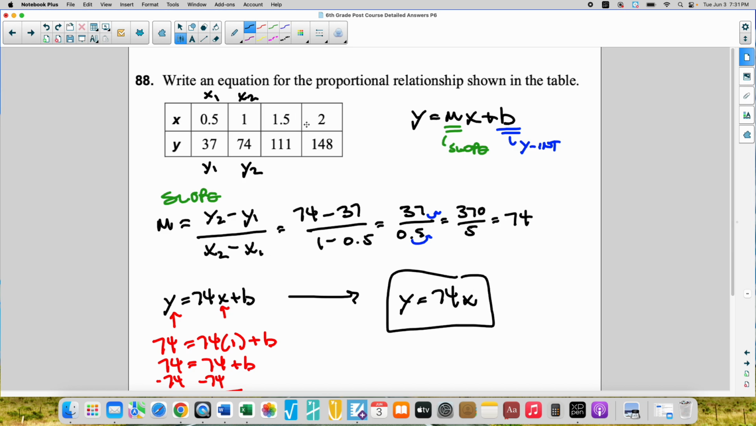Now I can test it. I can plug in 2. Do I get 148? Yeah. If I plug in 1, do I get 74? Yes. Plug in 0.5. Do I get 37? Yep. So the question was to write an equation for the proportional ratios. Well, that's it, y equals 74x. Next question. Yeah, this is correct.